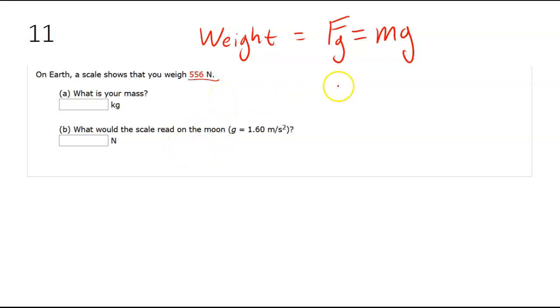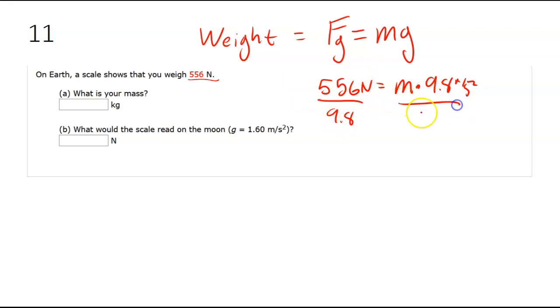I would have to solve for my mass. So in this case, I'd say 556 newtons is equal to mass times 9.8 meters per second squared. Of course, I'm going to have to divide by 9.8 on both sides. If you're trying to follow along, that would be a mass of about 56.7 kilograms.